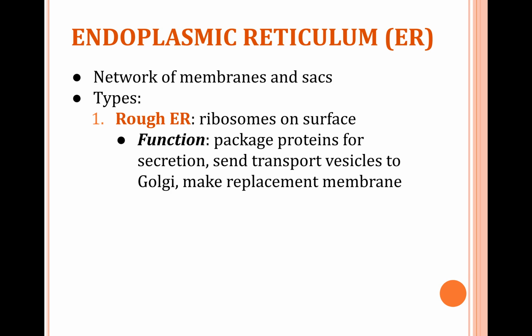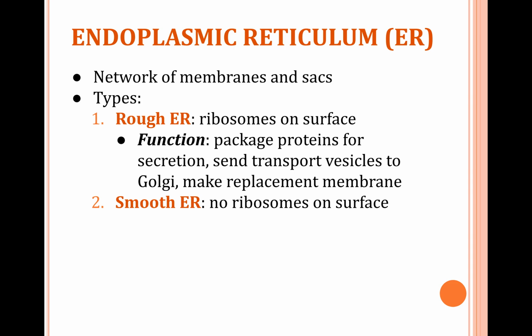And the main job of the rough ER, because it has those ribosomes docked on there, will involve lots of things with proteins. So the rough ER will package proteins, modify them, get them ready for secretion or export from the cell. And the vesicles will also bud off of the rough ER containing these proteins and send them to the Golgi. And also a replacement membrane is made at the rough ER.